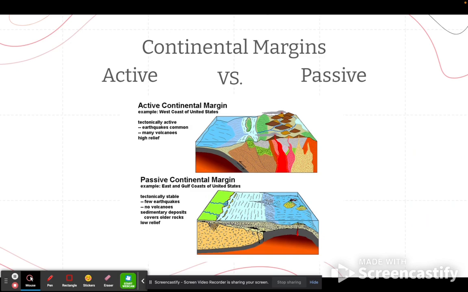Active versus passive margins. The distinction between active versus passive margins refers to whether a crustal boundary between oceanic lithosphere and continental lithosphere is a plate boundary. Active margins are found on the edge of a continent where subduction occurs. Passive margins are only passive in that they are not active plate boundaries.